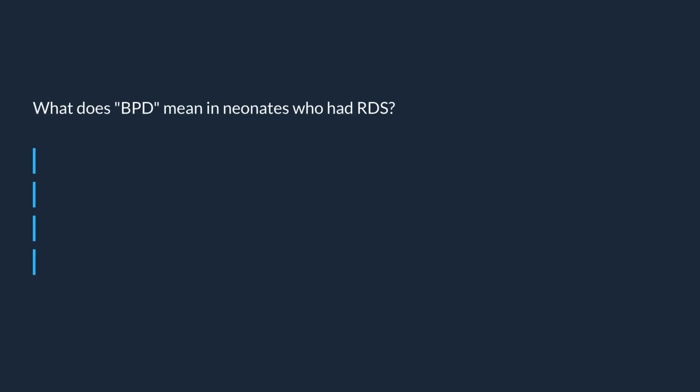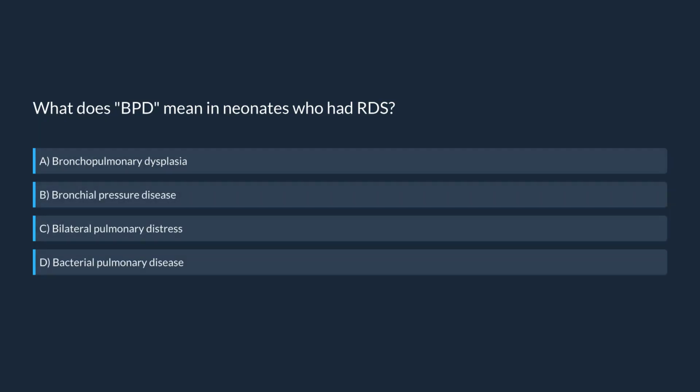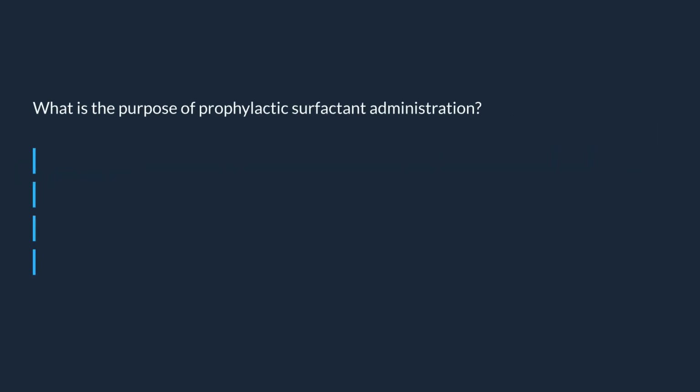What does BPD mean in neonates who had RDS? Is it bronchopulmonary dysplasia, bronchial pressure disease, bilateral pulmonary distress, or bacterial pulmonary disease? The correct answer is A. Bronchopulmonary dysplasia, or BPD, is a chronic lung disease resulting from prolonged oxygen therapy and mechanical ventilation in infants treated for RDS.